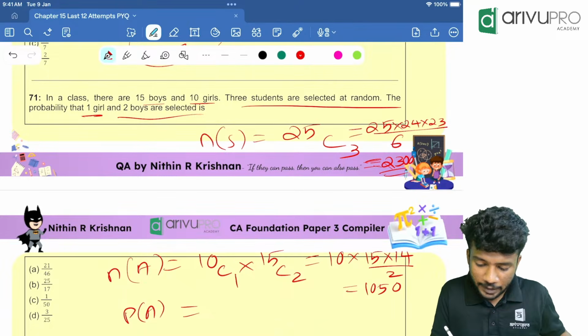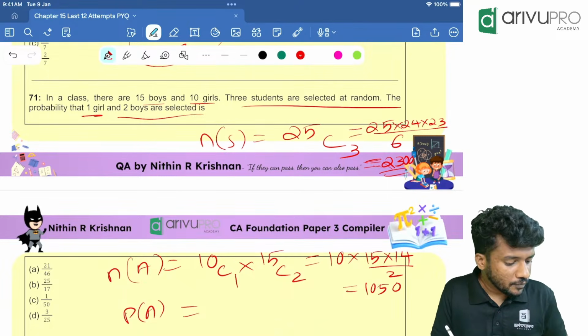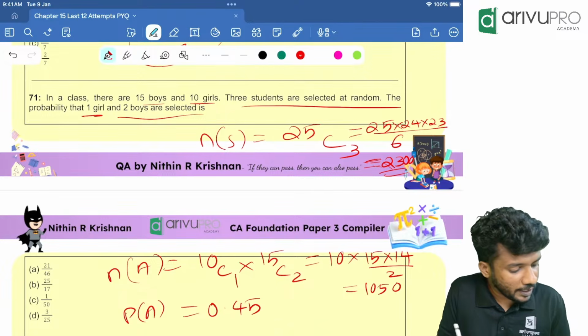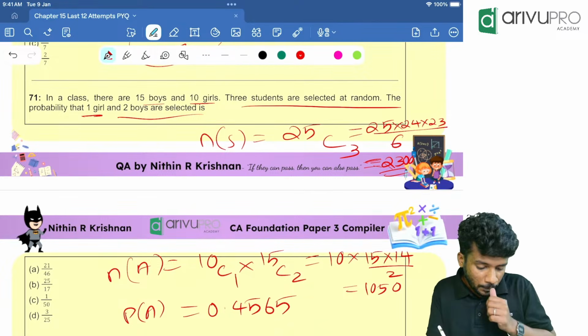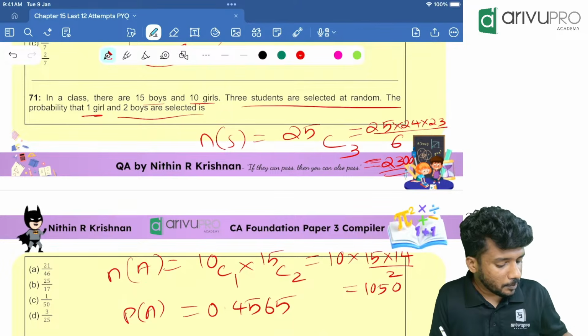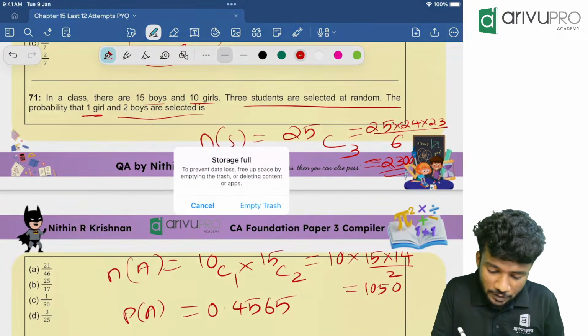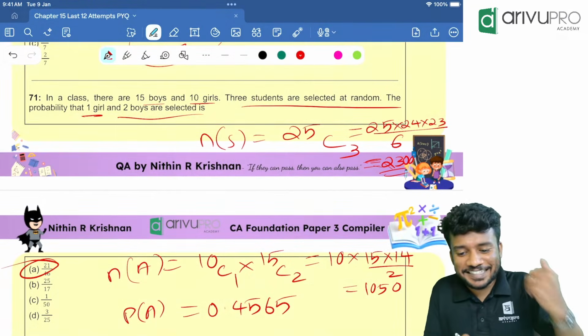So the answer is P of A is equal to 1050 divided by 2300, which is equal to 0.4565. Looking at the options, 21 divided by 46 is how much? 0.4565. So option A is your answer.